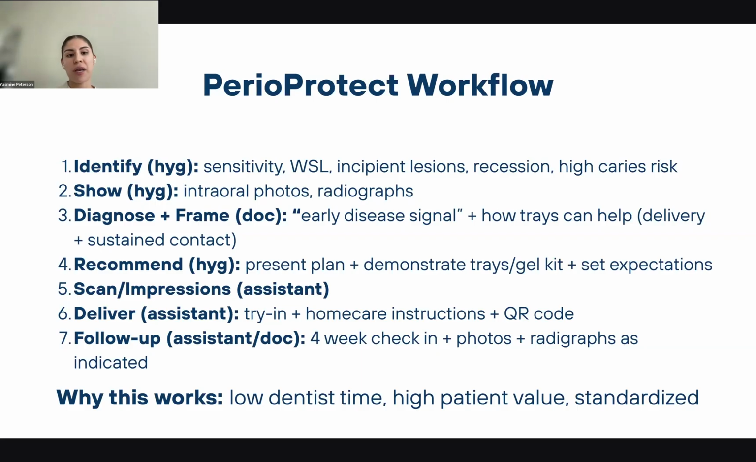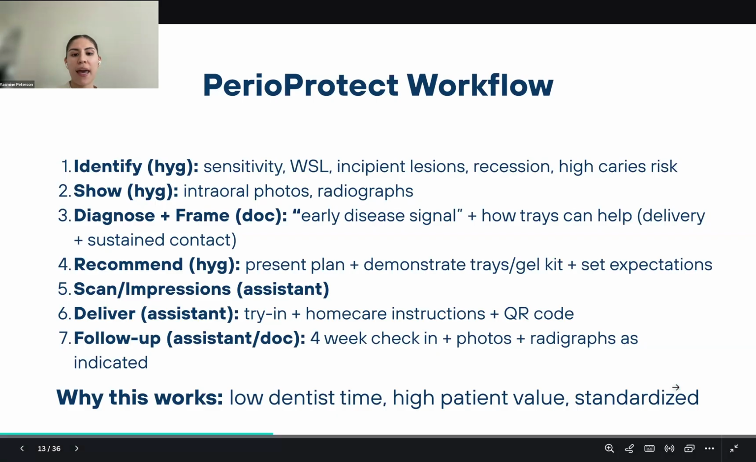Now your doctor can come in and frame this to the patient as an early disease signal and talk about how the trays can help by the delivery, talking about that seal, the sustained contact time, because we're wearing those trays for 15 minutes. And maybe this might take the doctor, I don't know, five minutes of their time just explaining, affirming what the hygienist has already showed the patient.